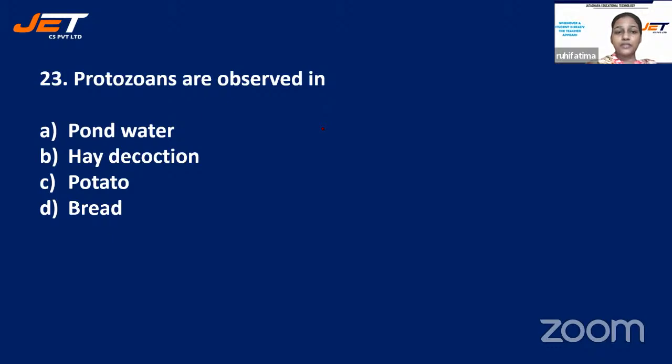Protozoans are observed in dash, pond water, hay decoction, potato or bread. The correct answer of this question is hay decoction.